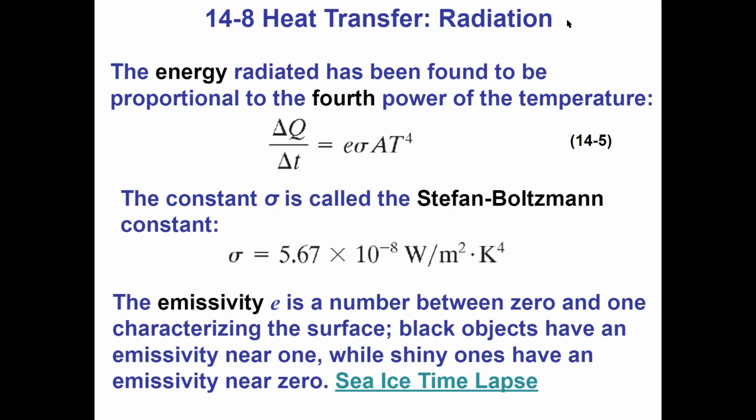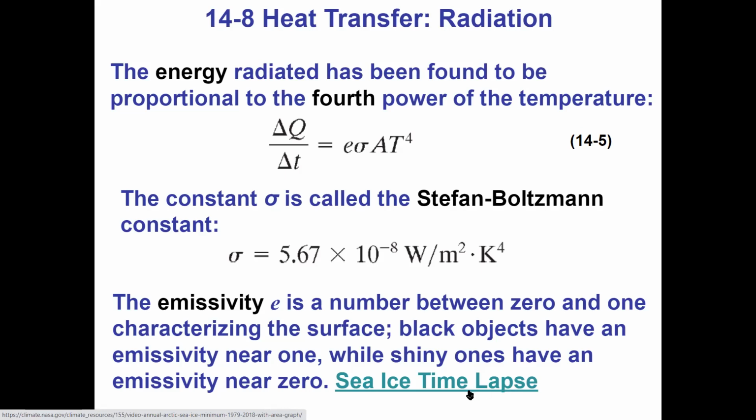So an emissivity close to 0 means that it doesn't absorb heat very well at all, and it doesn't radiate it off very well. And objects that are dark colored have an emissivity closer to 1. And the Stefan-Boltzmann constant is simply a proportionality constant that makes things work out.